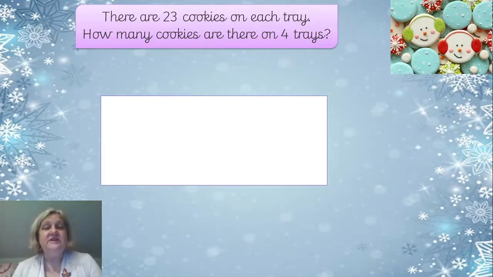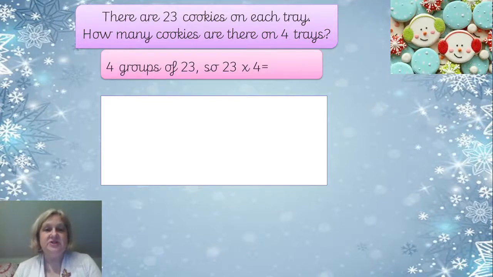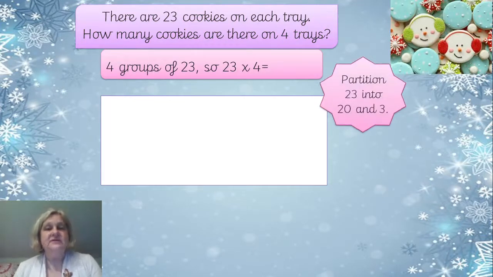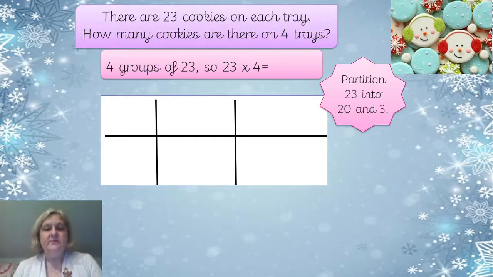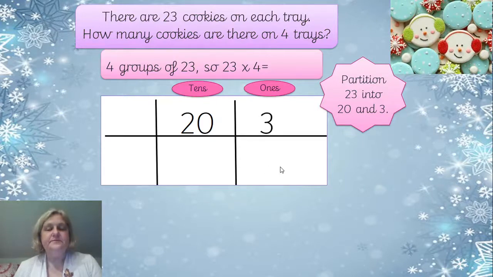There are 23 cookies on each tray, so how many cookies are there on 4 trays? So we're coming back to that question again. We're going to do exactly what we did yesterday, which was to partition the 2-digit number into tens and ones. We've got our place value grid or multiplication grid now. Partition the 23 into 20 and 3, which is 2 tens and 3 ones, and then we're going to times it by, we've got 4 groups, so 4 trays, we have 4 in here.